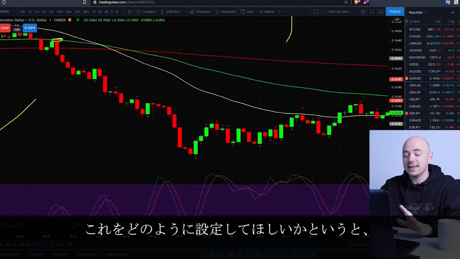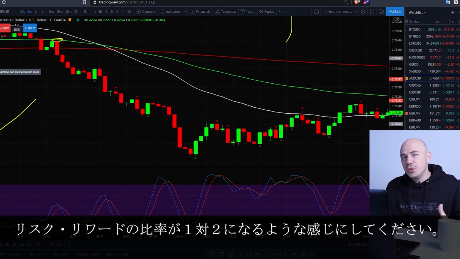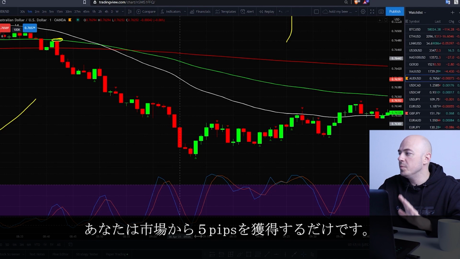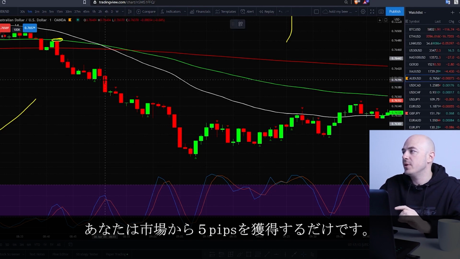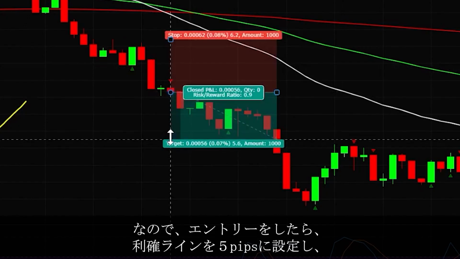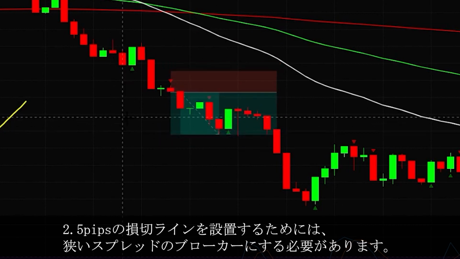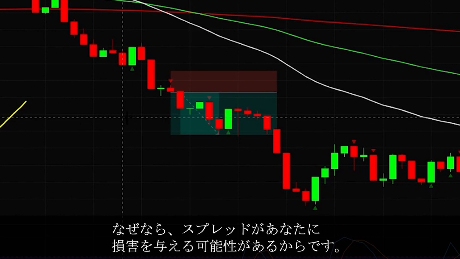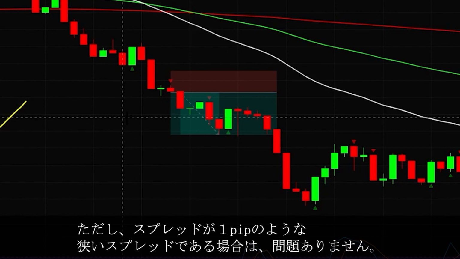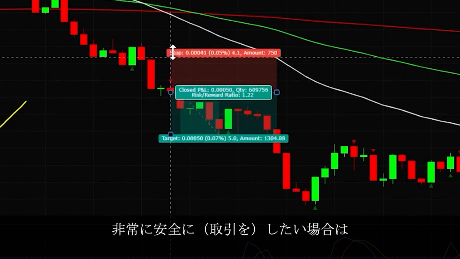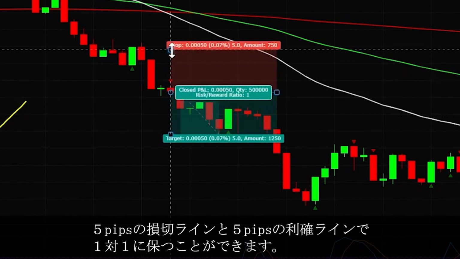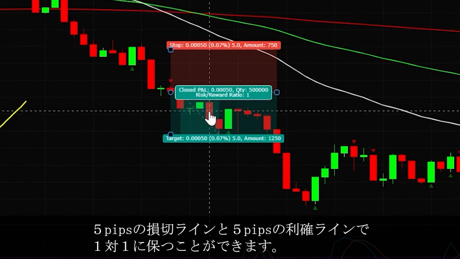Now, how I want you to set this up is like a 2-to-1 risk to reward ratio. So you're only looking to get 5 pips out of the market. So you get your candle, you set it to 5 pips, and you set your stop loss at 2.5 pips. You have to have tight spreads on your broker to have a 2.5 pip stop loss, because the spread might hurt you on this, but if you have a tight spread, like 1 pip spread, you are good to go. If you want to be super safe, you can keep it at a 1-to-1 at a 5 pip stop loss and a 5 pip take profit.